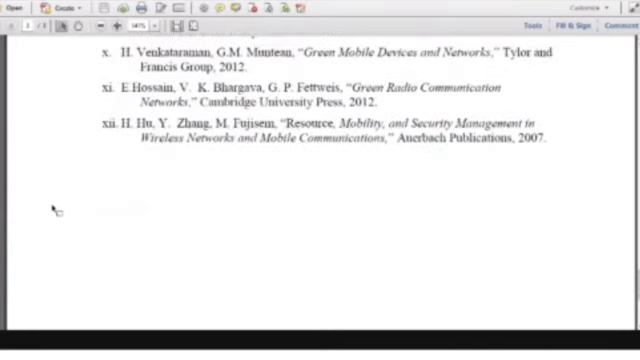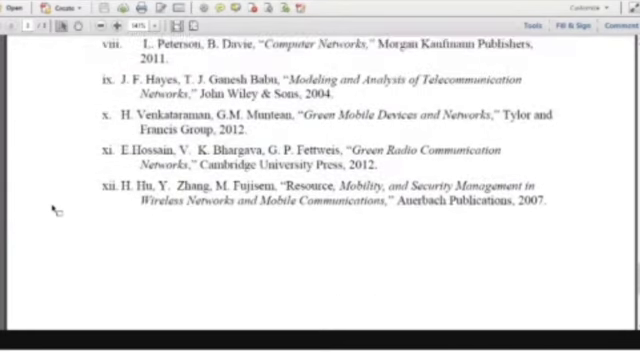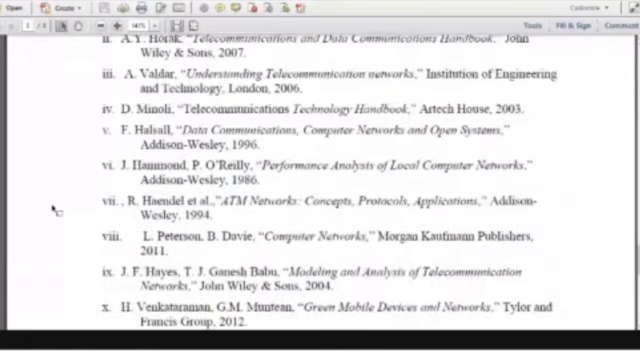Then the next discussion will be the assessment that will happen. Like I did during your HPN class, you will have paper review.